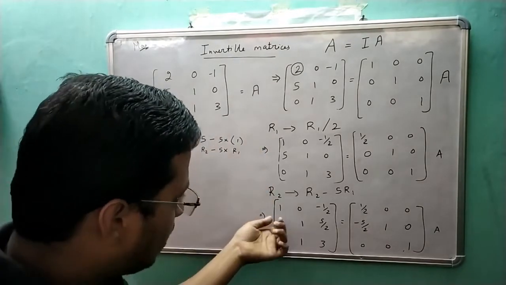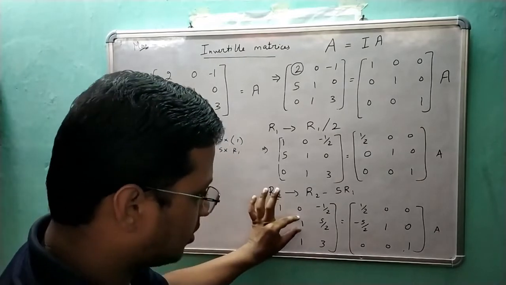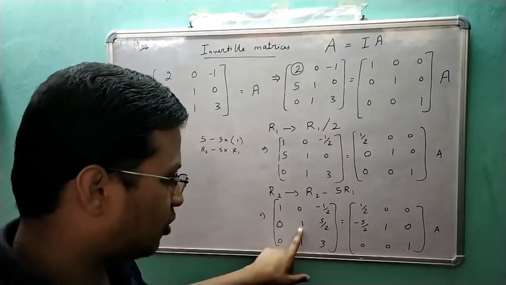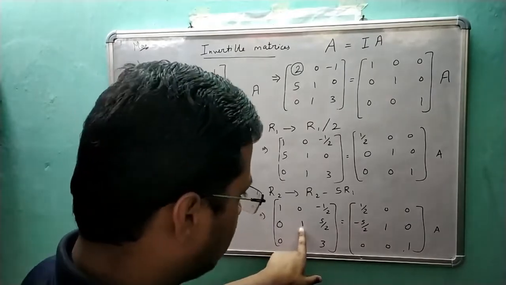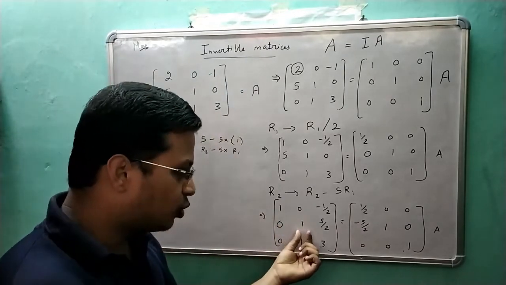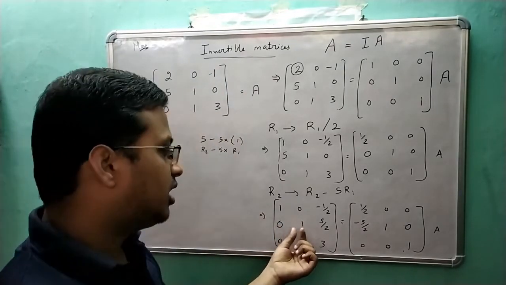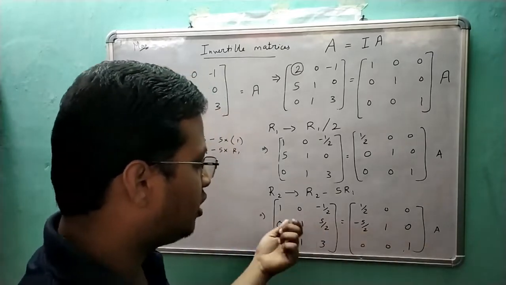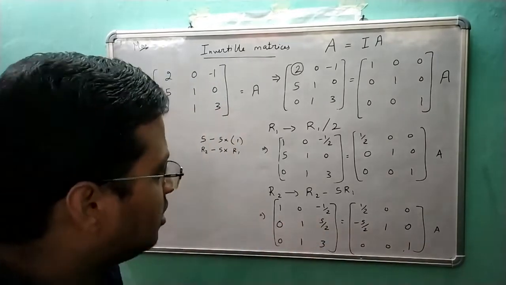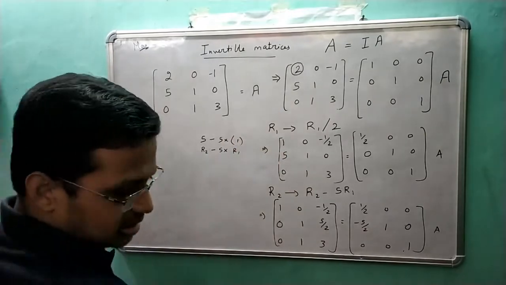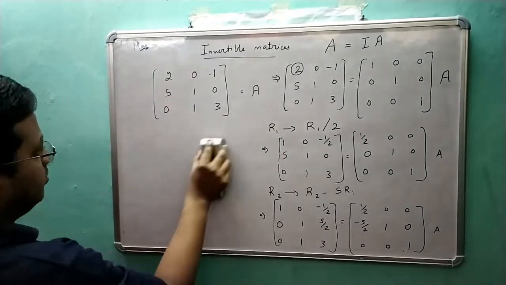Okay. Now our next step is to make the middle number, this one, 1. Since it is already 1, we won't do it here. But if it had been 2 or something else, then you can divide the whole row by 2 to make this number 1, as we have done in this step. Next, let us come to the next step.